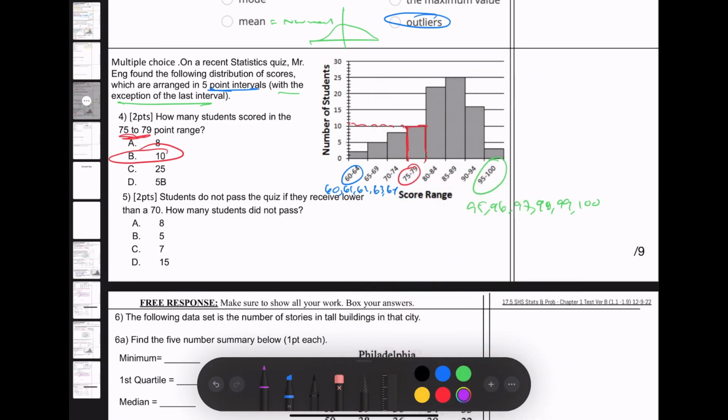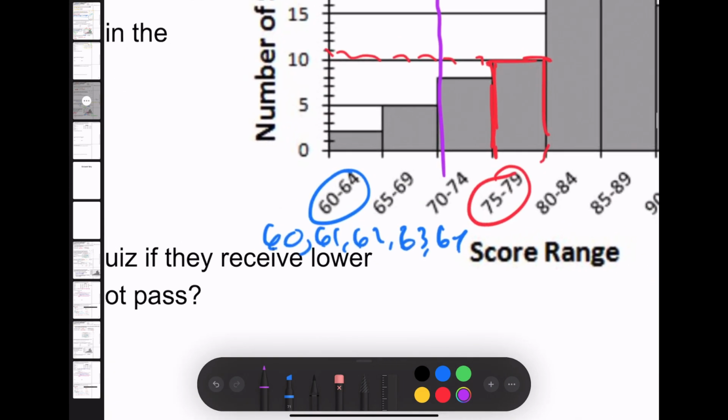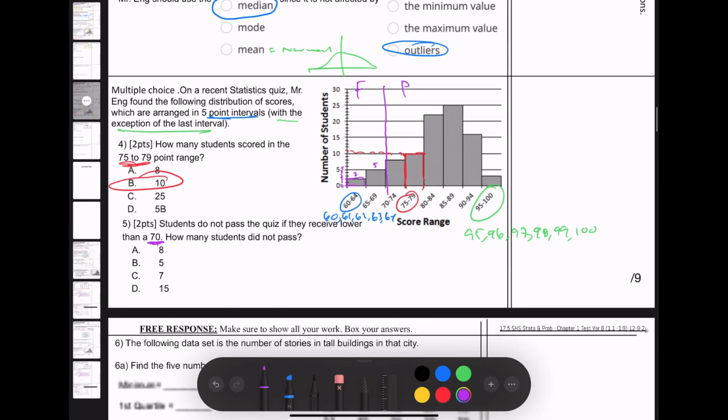Students do not pass the quiz if they receive lower than a 70. So I'm going to mark 70. F for fail, P for pass. How many students did not pass? So this would be 0, 1, 2, 3, 4, 5. So this would represent 2 and 5. 2 plus 5 would give us 7.